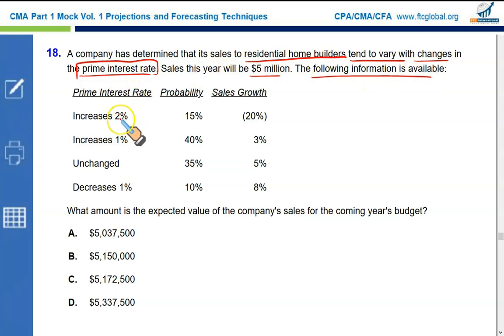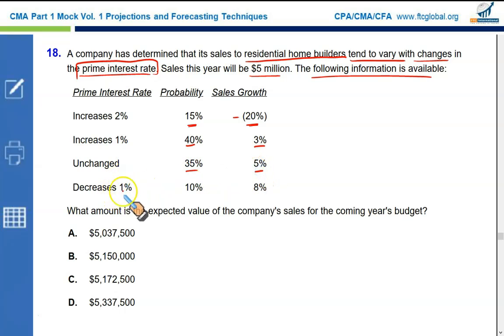Prime rate could increase by 2%, which is 15% probable. In that case, our sales growth will be 20%. In fact, sales decrease will be 20%. If the prime rate increases by 1%, which is 40% probable, in that case, our sales growth is 3%. If the prime rate is unchanged, which is 35% probable, in that case, our sales growth will be 5%.